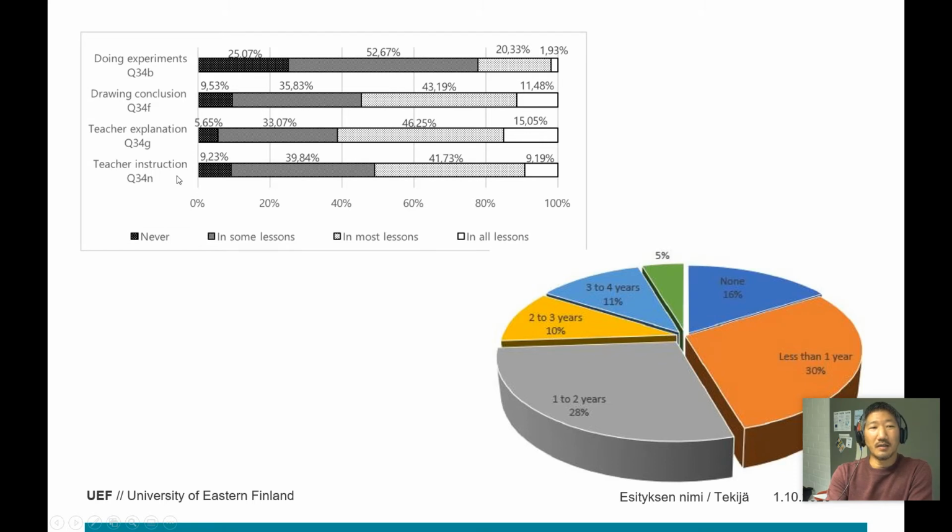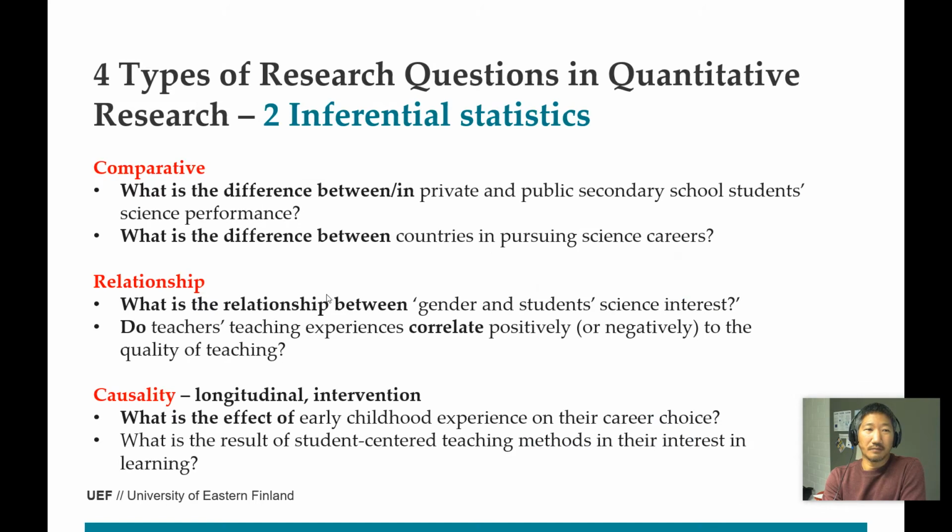On the other hand, about the teacher instruction, it's more direct teaching approaches. More students answer positively, which means that the students in this study experience more teacher-centered teaching approaches rather than student-centered approaches. So the descriptive statistic results can be presented in this way in your result section.